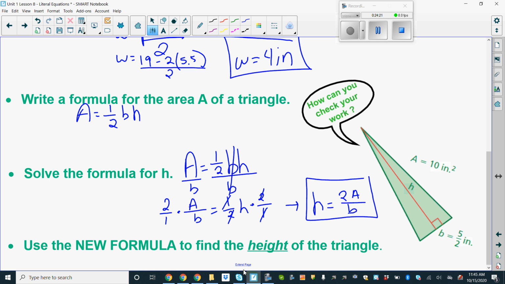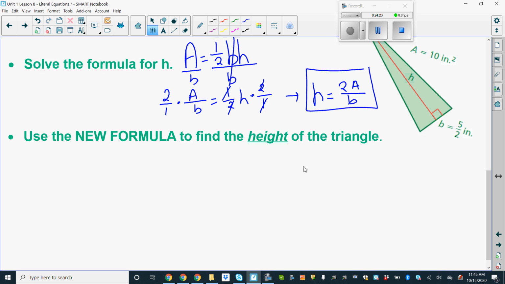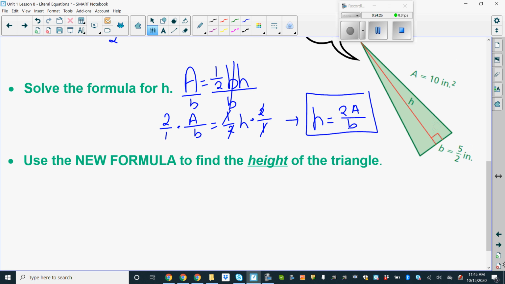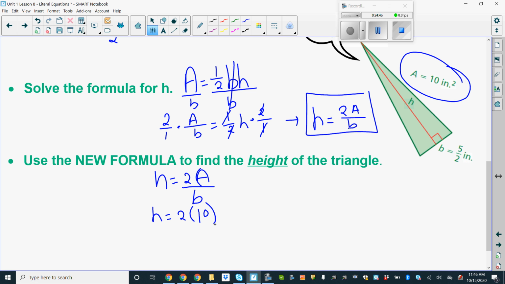And now using the new formula, like we did in the previous problem, we're going to substitute in values to help us solve for h. So I'm going to rewrite my formula, and now I'm going to substitute. They tell me a is 10, so I'm going to replace a. So 2 times a is 10, and then I'm going to replace b with 5 over 2.